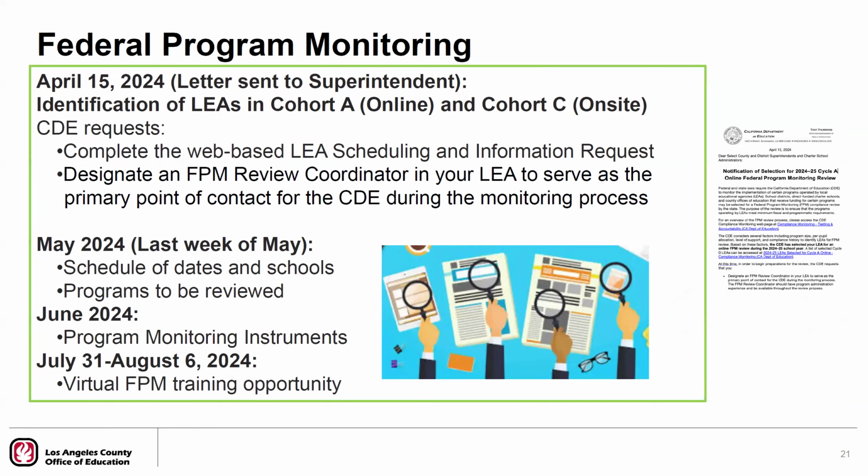If we look at the timeline for next year's 24-25 FPM reviews, in April is usually when CDE selects the district and charter schools who will have an FPM review. So on April 15th, the district superintendents and charter schools were sent an email. And in this email, the CDE asked for the LEA to complete a web-based scheduling and information request. So here you will state who is the designated FPM review coordinator for the FPM review. You'll also include other information such as the calendar for next year so that CDE can coordinate the dates of the reviews for next year.